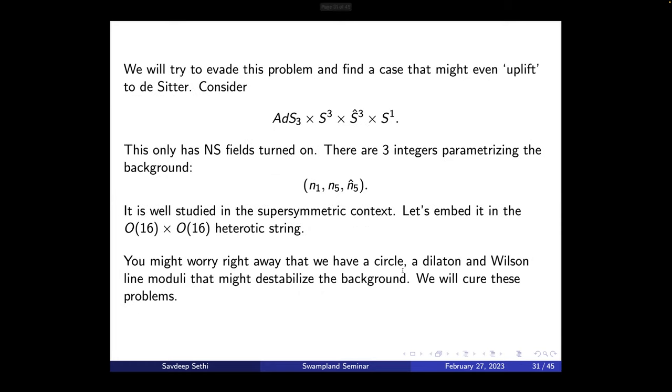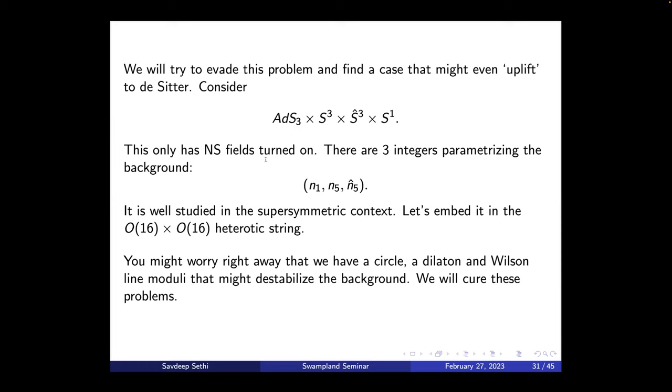Okay, let's try to evade this problem and find a case that might even uplift to consider. So for reasons that I'll explain in a moment, we want to consider the same AdS3, the same S3, but we'll replace our four torus by another S3 and a circle. And the reason is basically because Kutasov and Ginsparg computed the heterotic potential on the circle a long time ago. So we can piggyback off their results. If we knew the potential on T4, we could have done this on T4 directly.